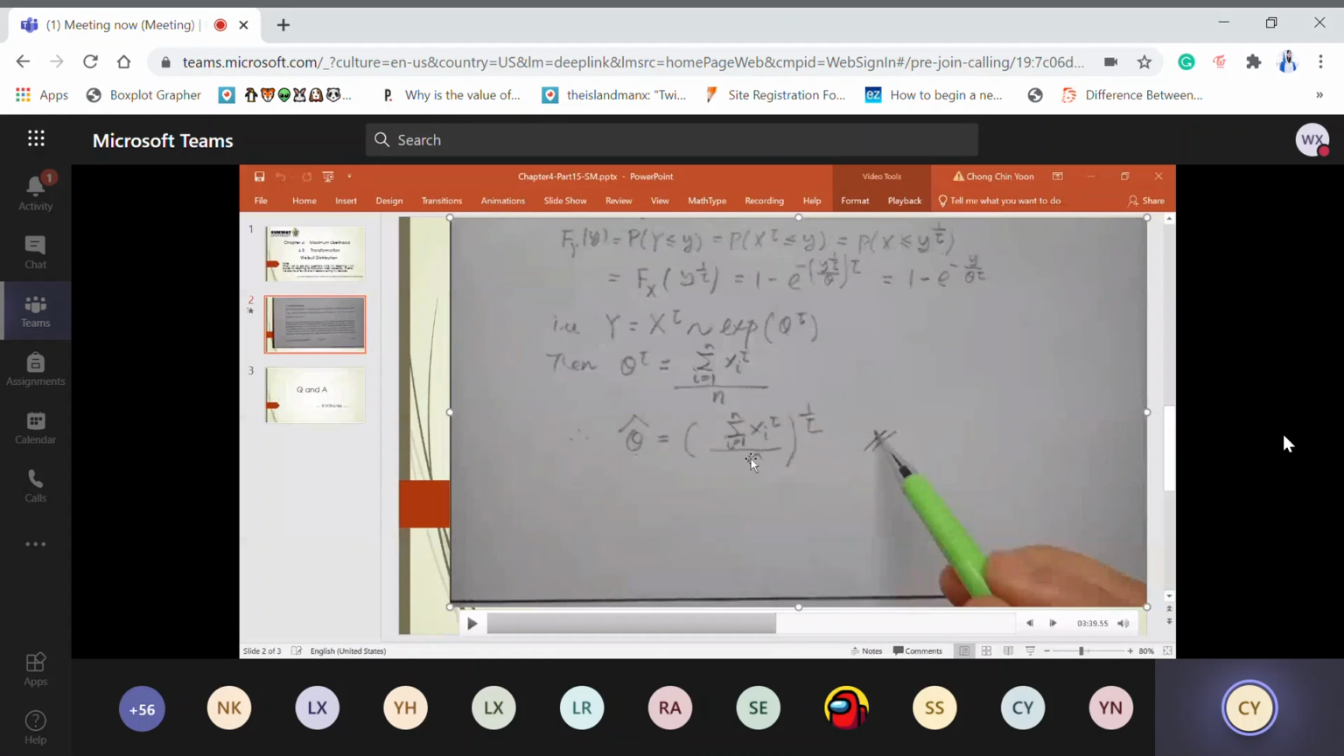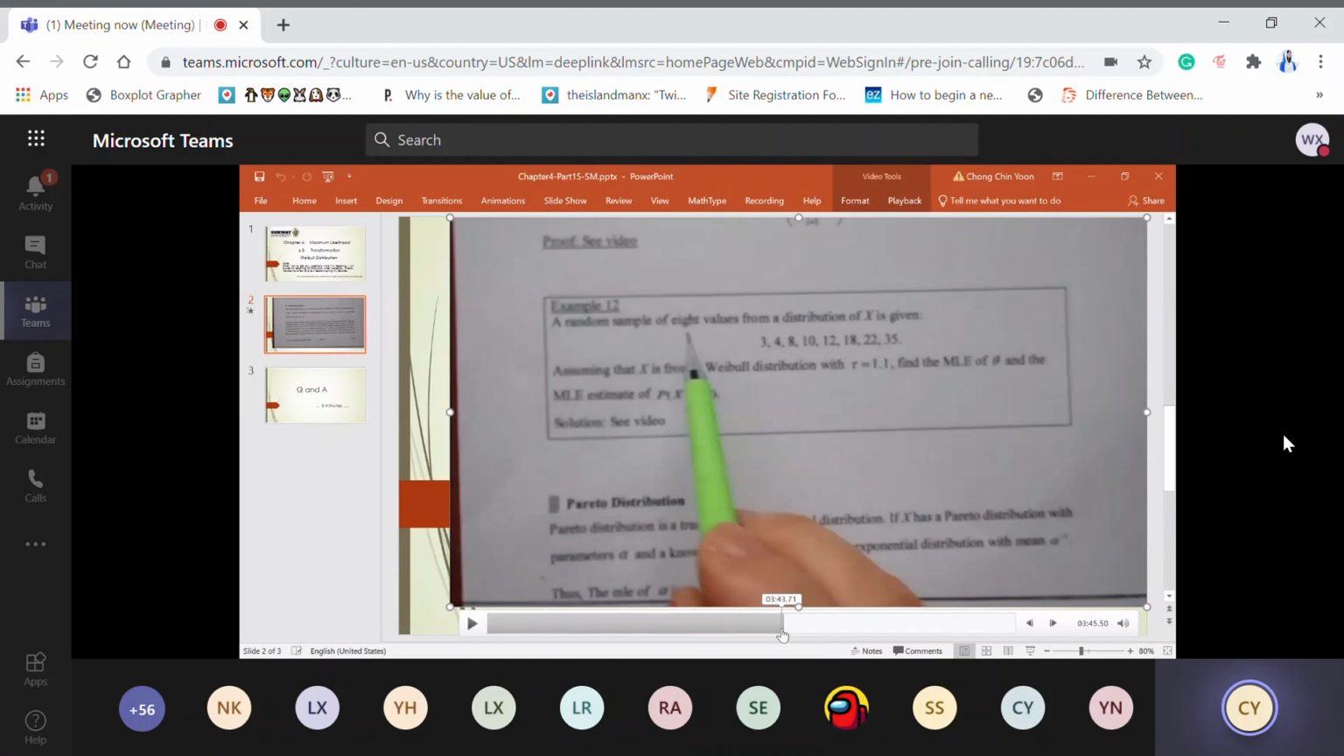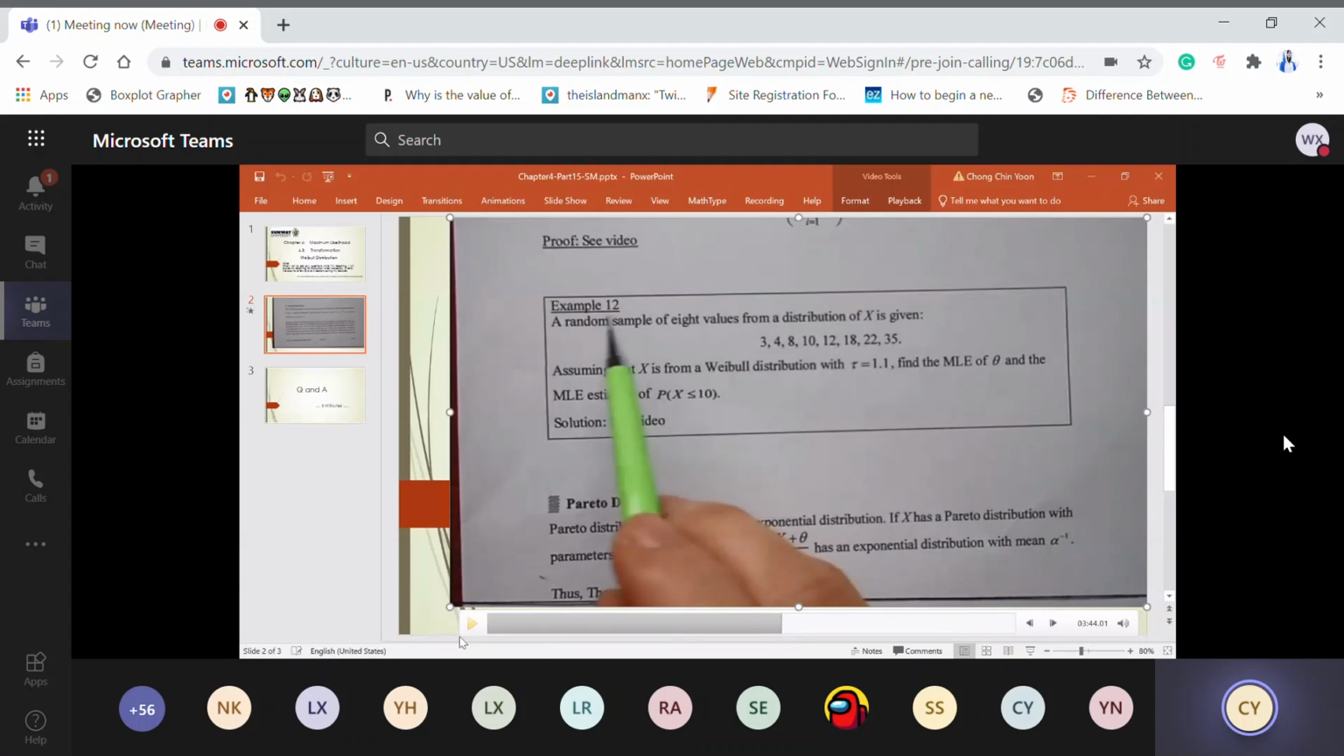You transform to exponential. Any distribution you transform to exponential, we use the sample mean for the exponential, then you can get the parameter of the distribution that we want to find. Okay, so we have done this. So next, I think we go to the example. For the example, we just read the question first.